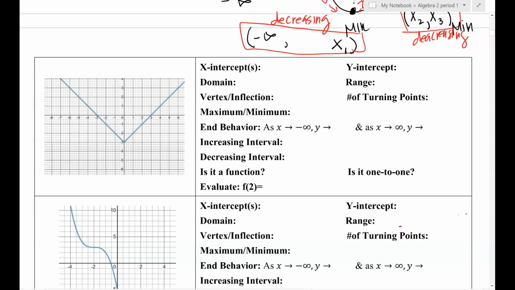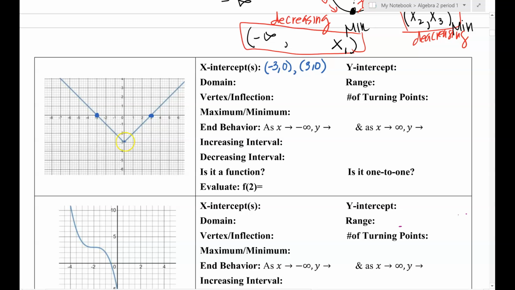There are two x-intercepts. One is over here at (3, 0), and one is at (negative 3, 0). And yes, guys, make sure you write it as a point. It's (negative 3, 0) and (3, 0). Remember, an x-intercept is where the graph crosses or touches the x-axis.